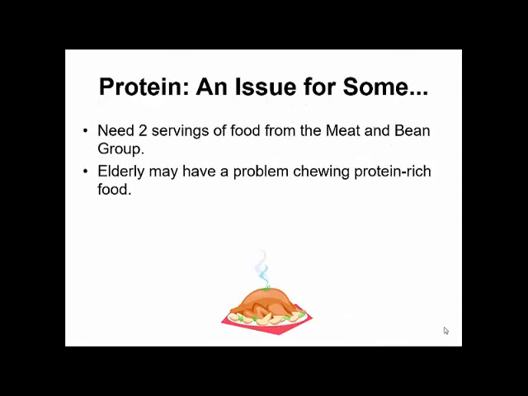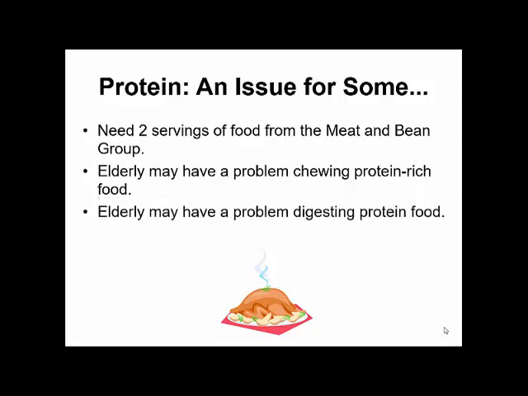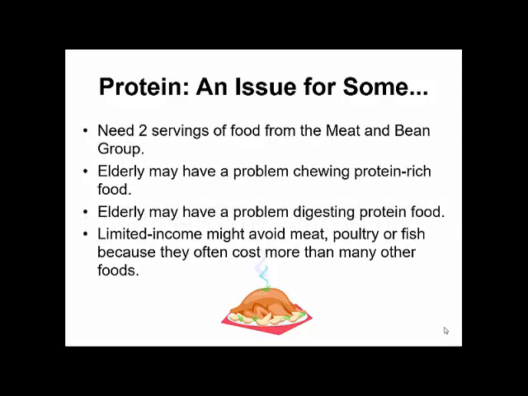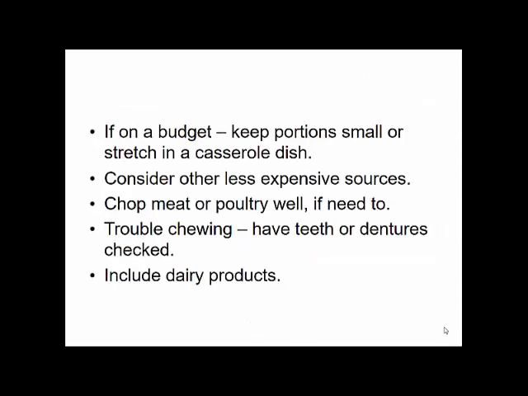Elderly need two servings of food from the meat and bean group. They may have a problem chewing protein rich food, or problems digesting protein food. Those with limited income might avoid meat, poultry, or fish because they often cost more than many other foods.